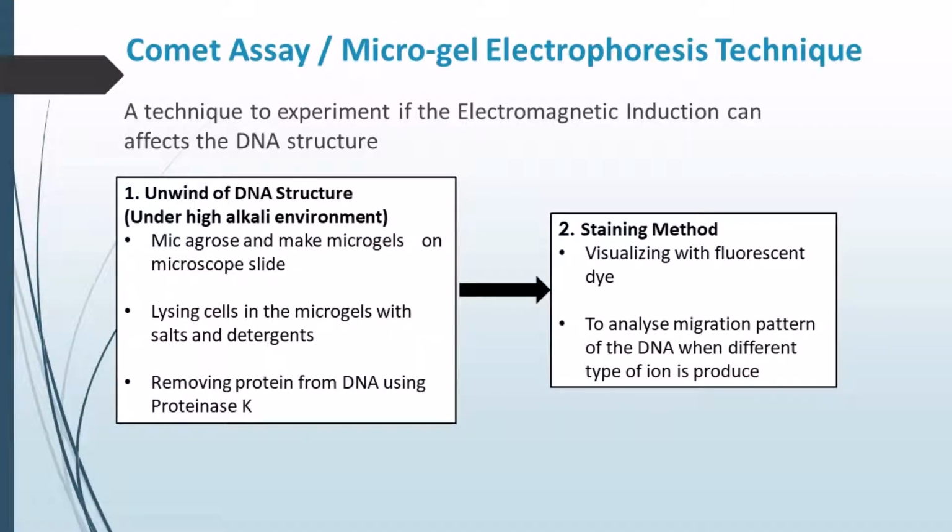There are techniques to experiment whether electromagnetic induction can affect the DNA structure. The technique is called the microgel electrophoresis technique. This technique is to unwind the DNA structure in a high alkali environment. Microgel is placed on a microscope slide. Lysing the cells in the microgel with salt and detergent, removing protein from DNA using proteinase K, and staining, visualizing with fluorescent dye to analyze the migration pattern of DNA when different types of ions are produced.